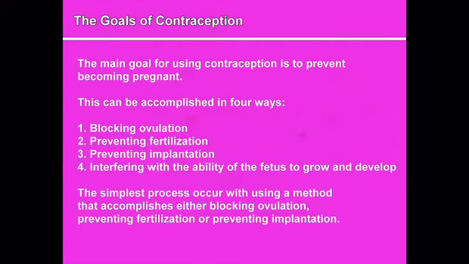In summary, the main goal for using contraception is the prevention of unwanted pregnancies or for creating the exact proper time for becoming pregnant, that is, family planning. These goals can be accomplished in one or more of four following ways: blocking or stopping ovulation, preventing fertilization, preventing implantation, and interfering with the ability of the fetus to survive or grow.